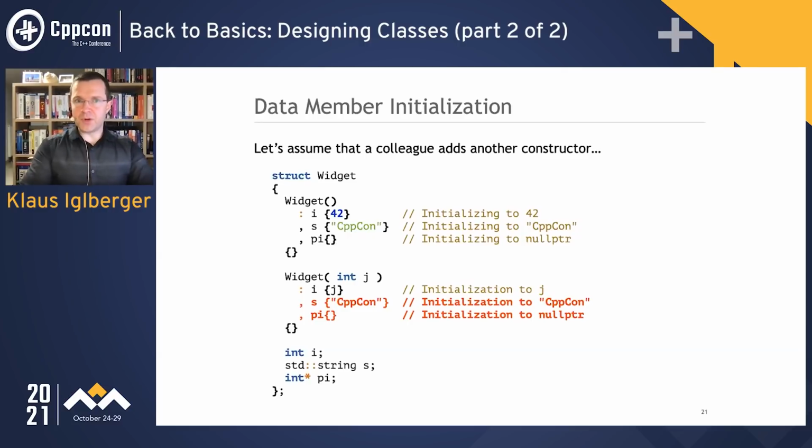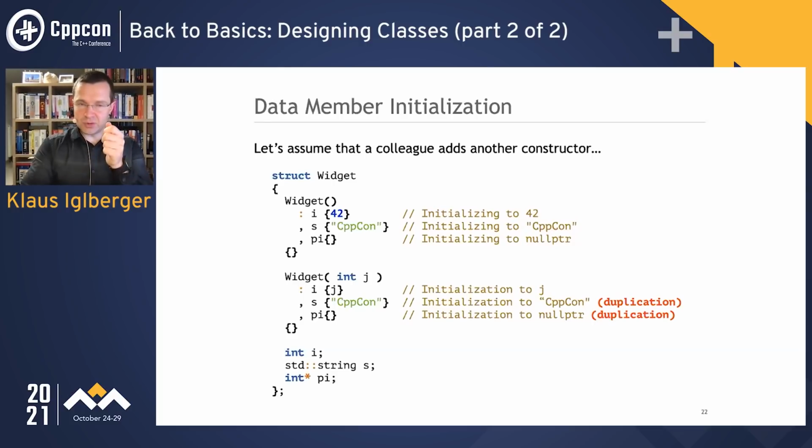Good. At least the pointer is not initialized anymore. But still, I am not happy about this piece of code. Because now what you definitely see immediately, what catches your eye, is duplication. Within the default constructor and in this new constructor, we have CppCon, the initialization, and also the pointer initialization is kind of duplicated.